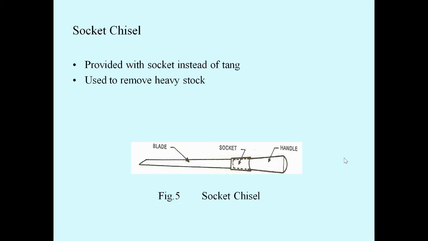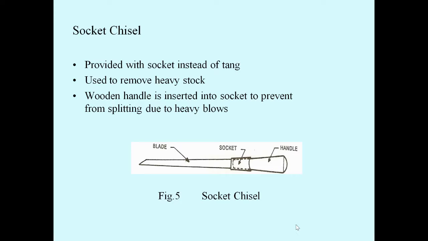Whenever you want to remove the heavy stock from the workpiece, we can do it with the help of the socket chisel. Next, the wooden handle is inserted into the socket. This is the wooden handle which is inserted into the socket. Why do we insert the wooden handle into the socket? To prevent splitting due to heavy blows.